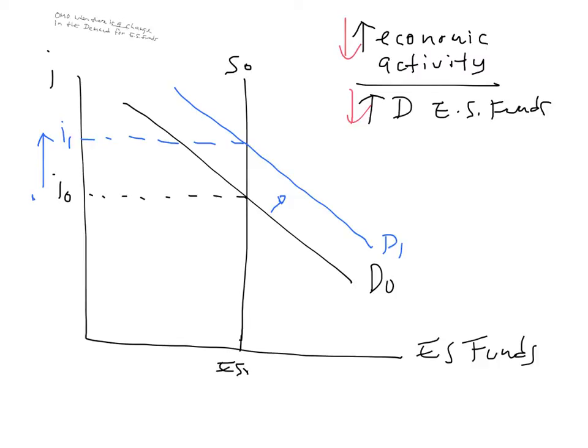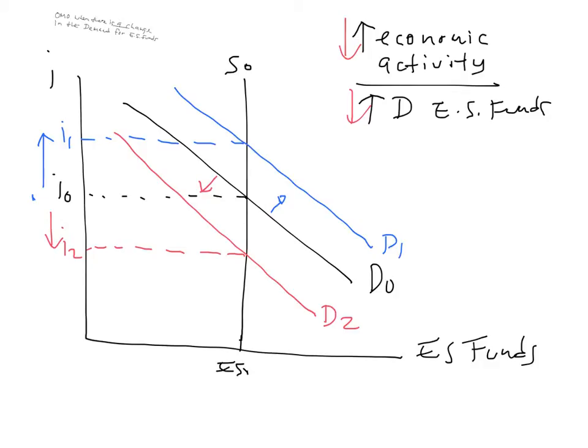But if there is a decrease, then it moves in the opposite direction, and you will end up with a lower interest rate. But in each case, there is no change in the exchange settlements because there's been no change in the supply of exchange settlements. So this is what happens to the cash rate when there is a change in demand for exchange settlement funds and no change in supply.